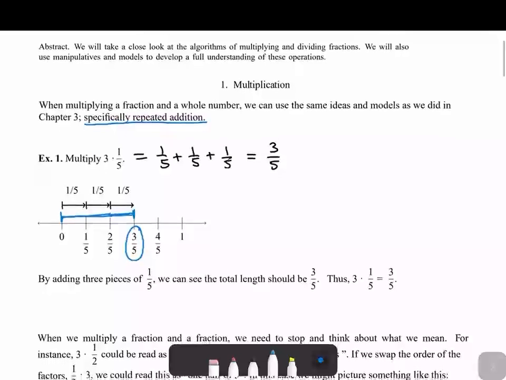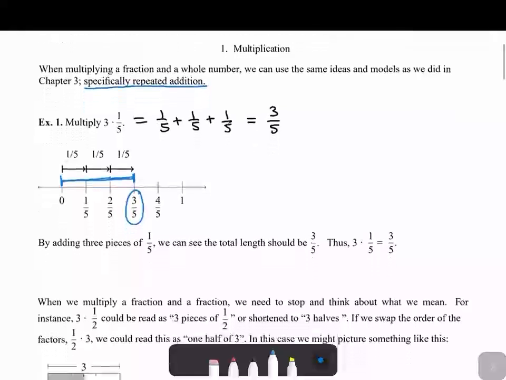This is how to think about it with a whole number times a fraction. We're going to take some steps to work up to multiplying two fractions together. Whenever we do a whole number times a fraction, we just add that fraction that many times. So we can see that the total length should be 3/5. So 3 times 1/5 is equal to 3/5.